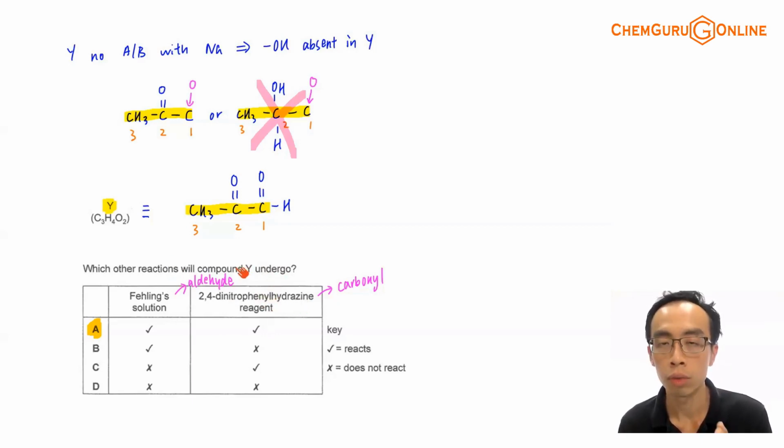So in this case, we will expect a positive reaction for both reagents, Fehling's solution and 2,4-DNPH. Answer to this question will be A.